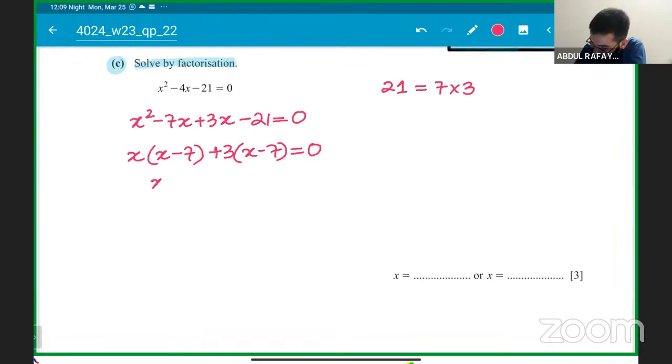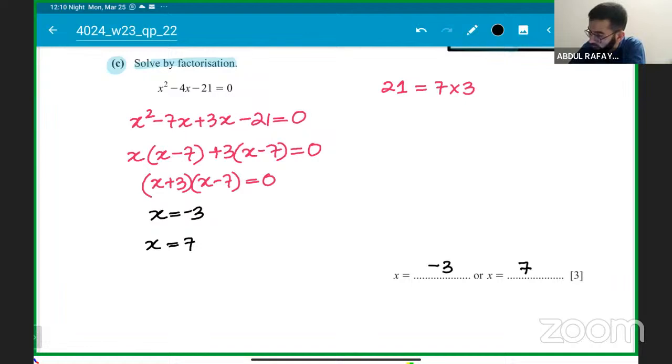So it will be (x + 3)(x - 7) = 0, and we'll finish off with that. So we will get x = -3 and x = 7 as the answers. No mistakes should be made in this one, students. We have got this one as well, -3 and 7 as the values.